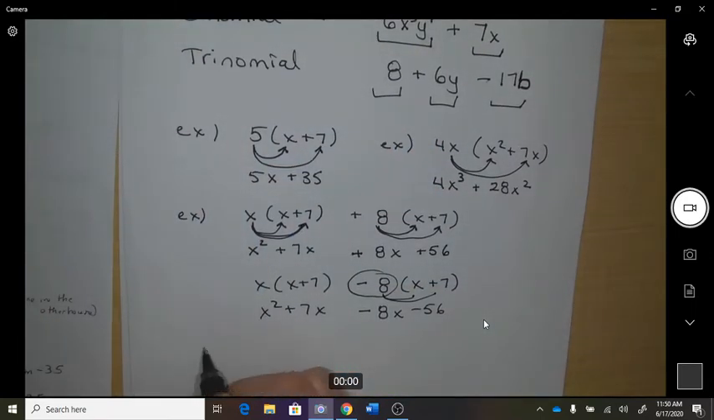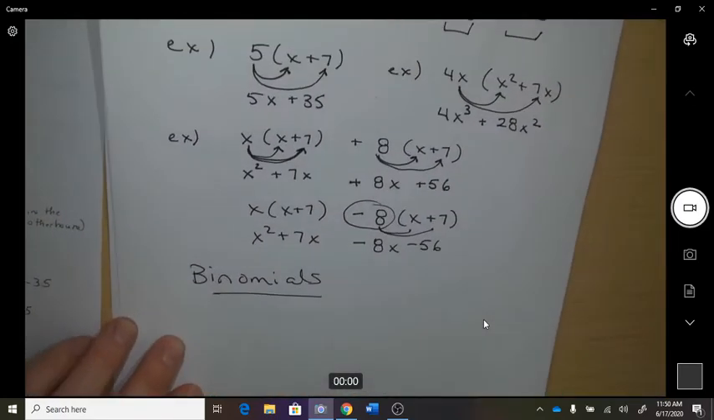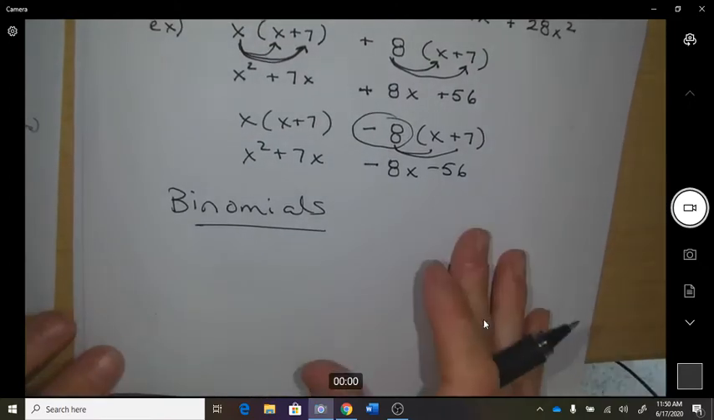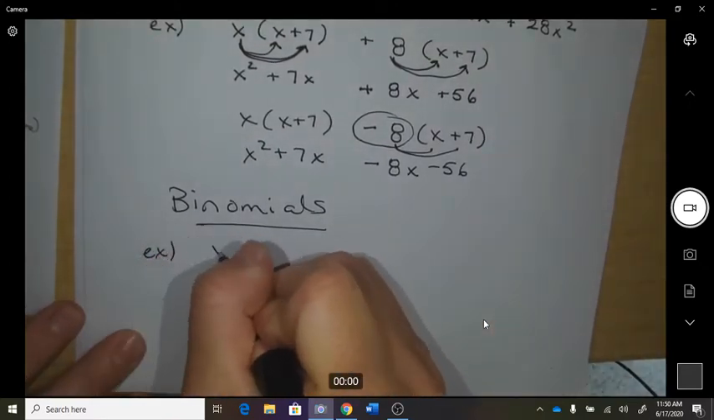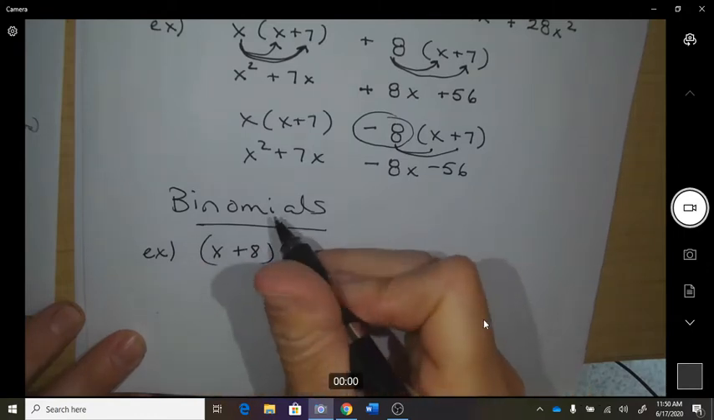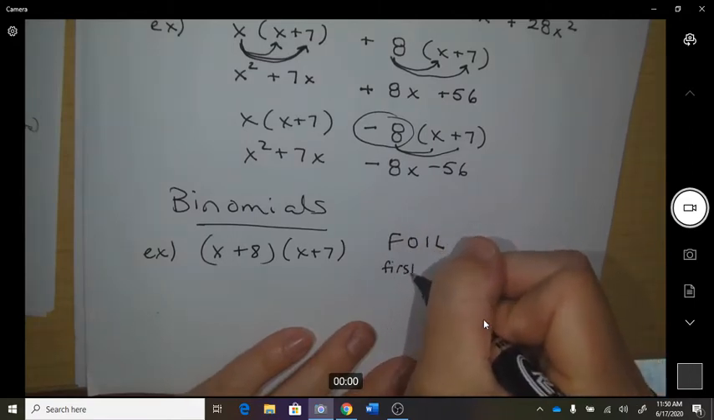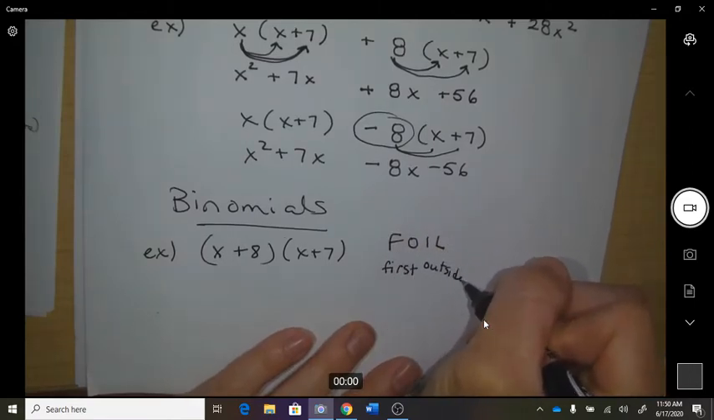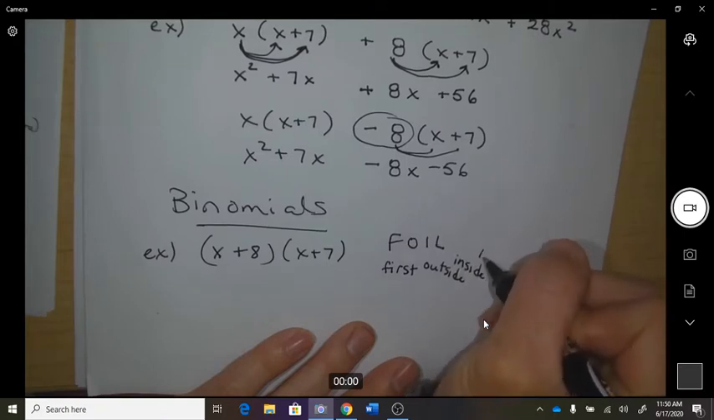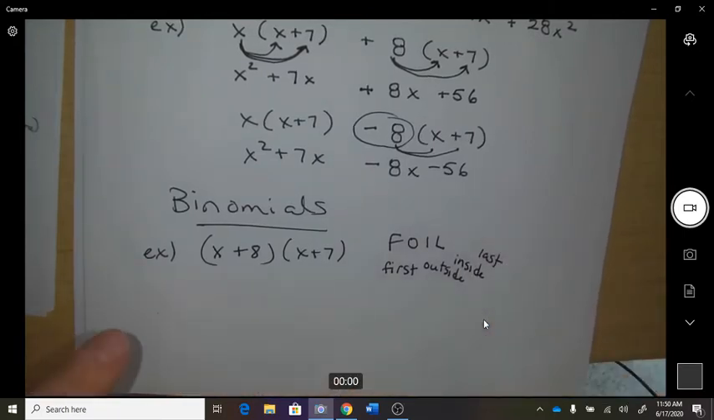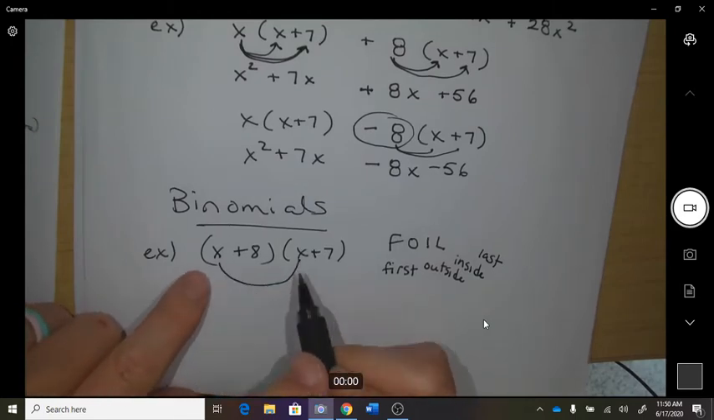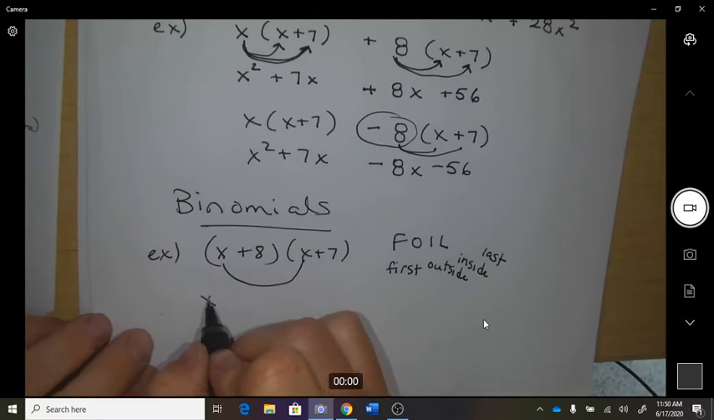So now let's do binomials. Okay, so here's an example. That's a binomial times another binomial. So you're going to do a system that we call FOIL. It stands for first, outside, inside, and last. That's what FOIL stands for. So I'm going to go first times first. That's the first term and the first term. So x squared.